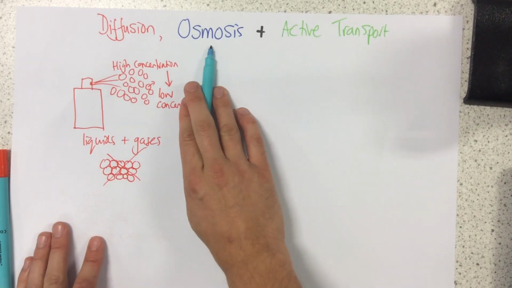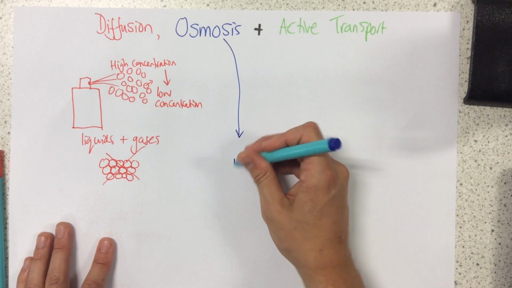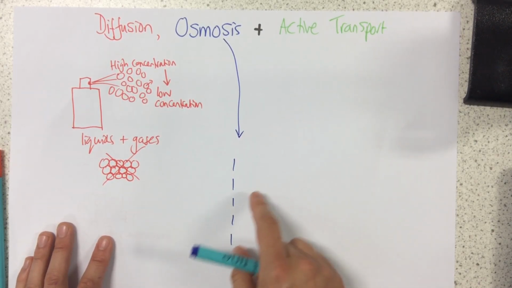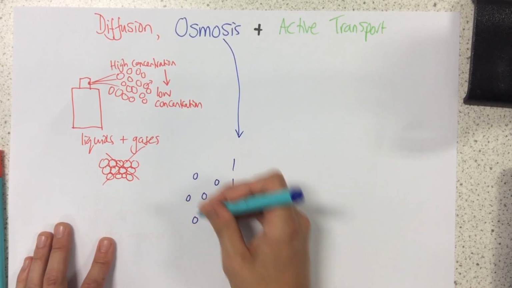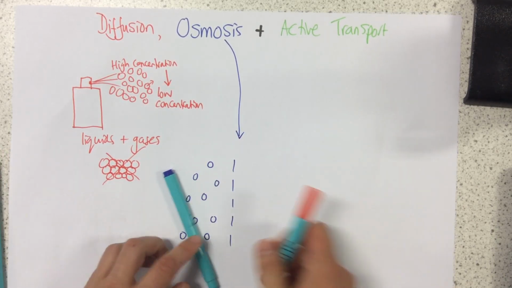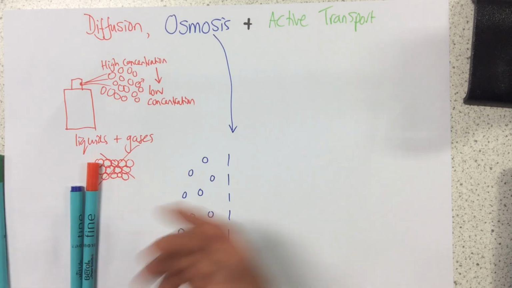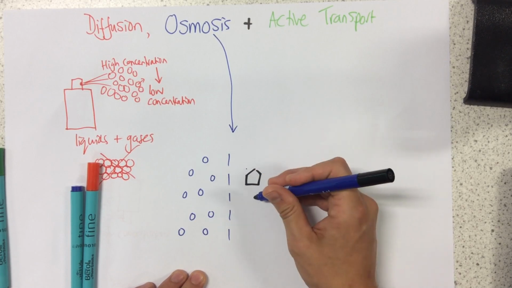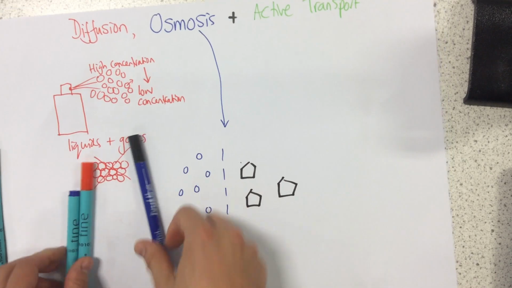Now next up we have osmosis. Now osmosis has got a very, very particular definition that would be good to learn. It's the movement of water molecules from an area of high water concentration to an area of low water concentration across a partially permeable membrane. So what we're going to do is break that down so we understand what that means. Okay, so I'm just finishing this osmosis diagram here.